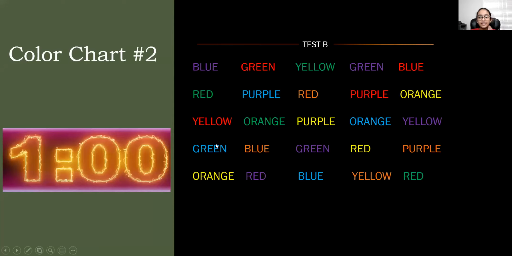The same thing, just try reading each color, the color of each word. Is everyone done? Okay, now if you guys want to share times, like from color chart A and color chart B, you can put them in the chat.